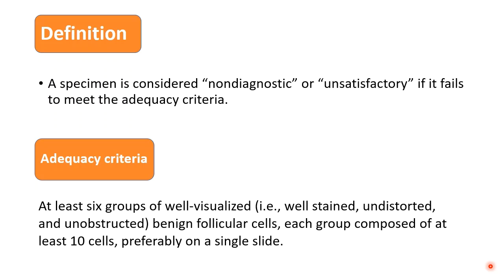So as we have already discussed, a lab should use only one of these names and should not interchange the names. Only one of these names should be used for one category. So it can either call the specimen non-diagnostic or unsatisfactory, and for every specimen it has to use the same nomenclature.